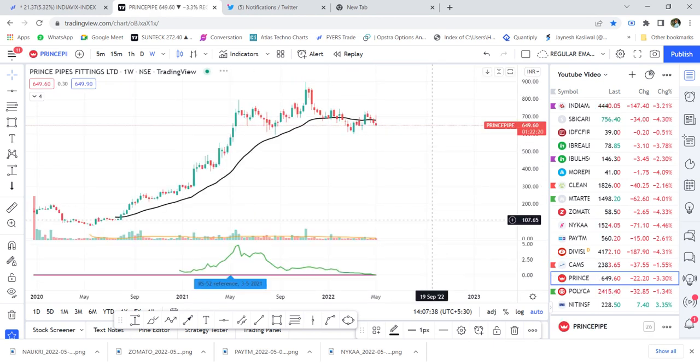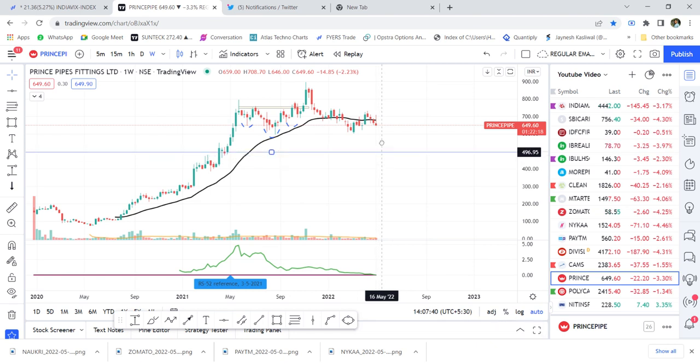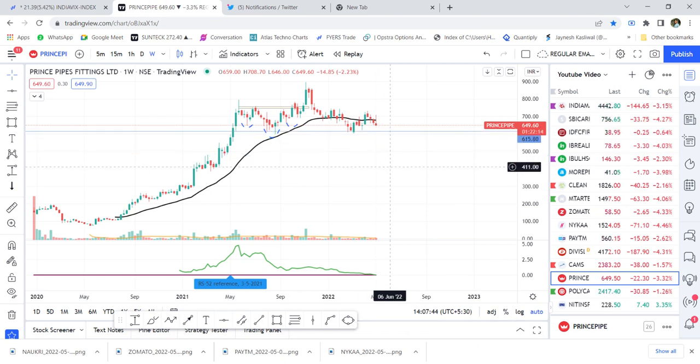Next stock is PRINCEPIPES. If you look at the chart, PRINCEPIPES is in stage 3. The stock has not broken down from the area, but 630 rupees would be an ideal level to watch out for if you are already holding it, and below that the stock can head much lower till around 500 rupees and 400 rupees or so.